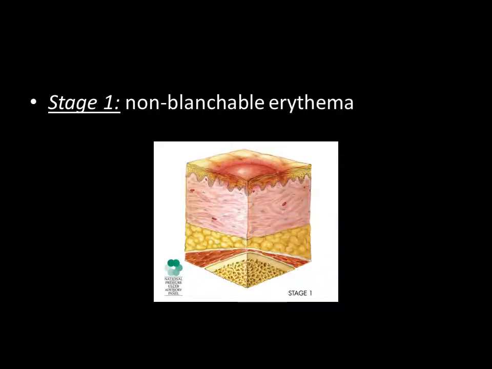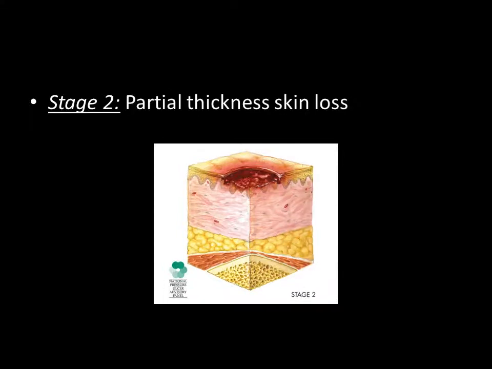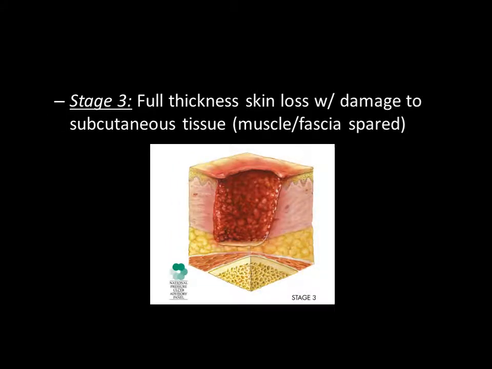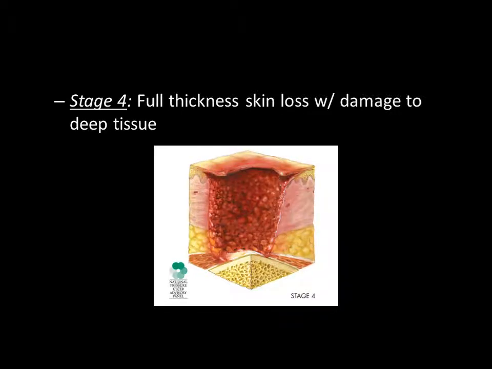So this is a picture showing stage 1, which is a non-blanchable erythema. You can see the skin is intact. Stage 2 is partial thickness skin loss as shown in the diagram. This is stage 3, in which there is full thickness loss of skin and damage to the subcutaneous tissue, but the muscle and the fascia are spared. If the ulcer goes deep and the muscle and fascia are also affected down to the bone, it's considered as stage 4.